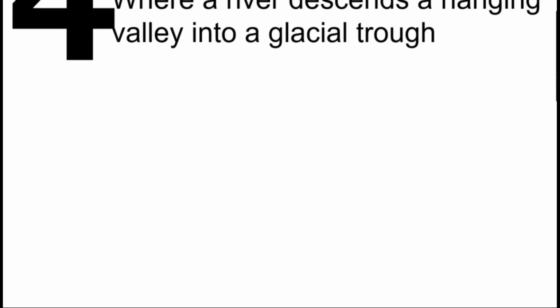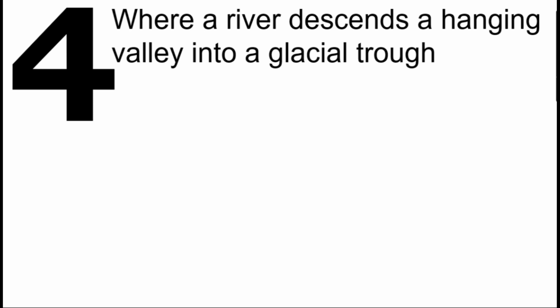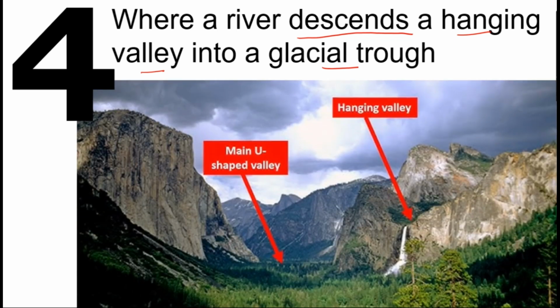river. The fourth one, a waterfall may form in a case whereby a river is descending a hanging valley into a glacial trough. A glacial trough is a U-shaped valley formed when we have action of ice. This will be done under glaciation. So we have this major U-shaped valley, which is the glacial trough, as a result of action of ice. Then on the side of the glacial trough or the U-shaped valley, we have a hanging valley, which results in the formation of this waterfall at this section.